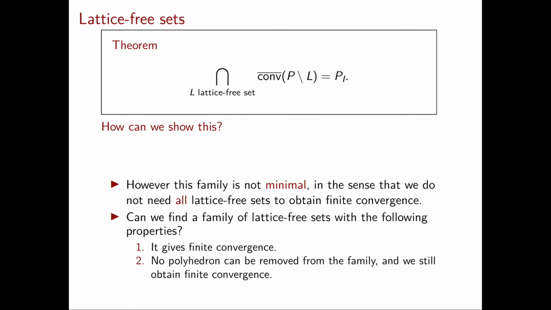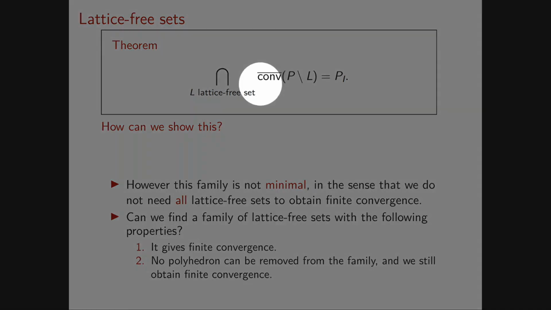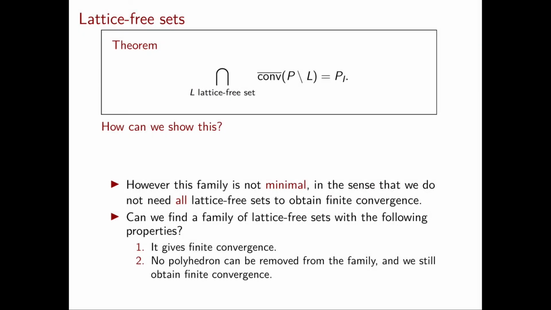So is this it? Are we satisfied with this finite convergence result? Well, we're not. The first reason is that this result is very simple to prove. Well, it's not that we're only interested in results that are hard to prove because we're masochistic, but the fact is that if something is very simple to prove, it means that it's not very deep. The second reason, and I would say the most important reason, is that this family of lattice-free sets is not minimal, meaning that we do not really need all of them to obtain finite convergence.